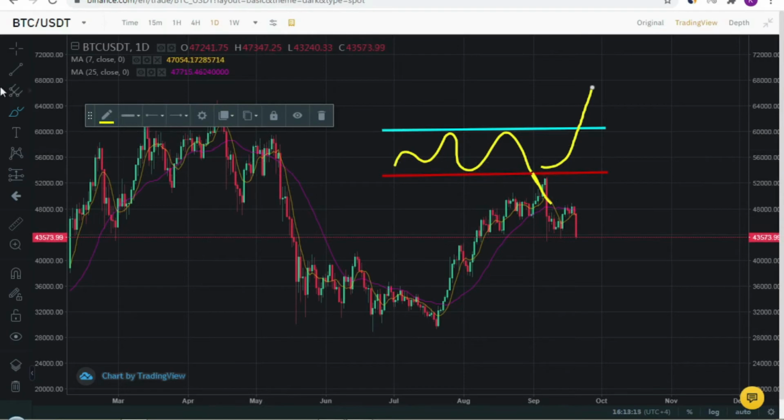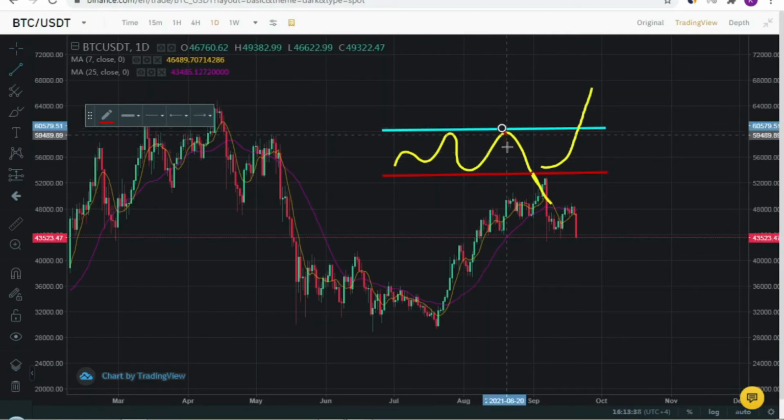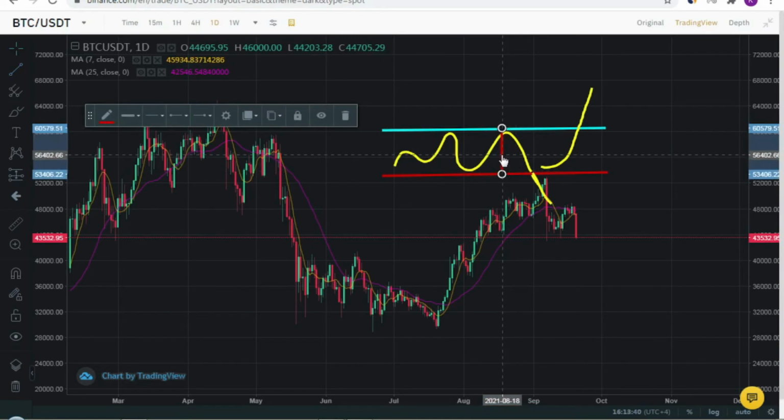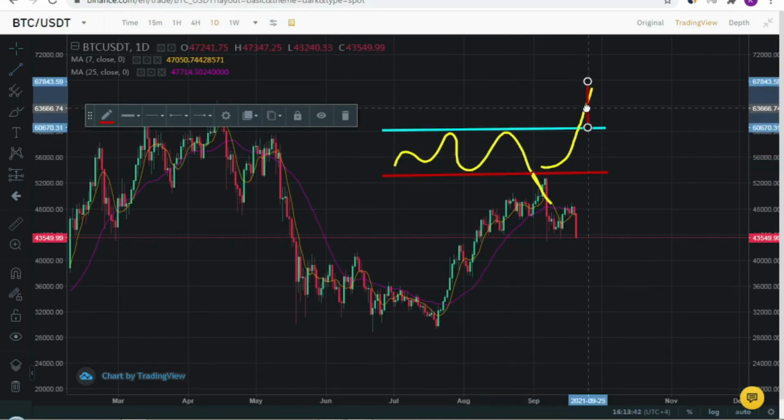Now, when this happens, if we break through the resistance here and go up, we are most likely to go up here by the same distance from here to here. So you measure this like this and you put it like this.